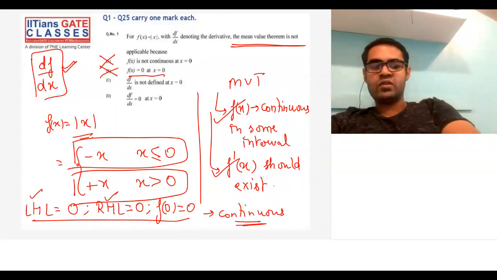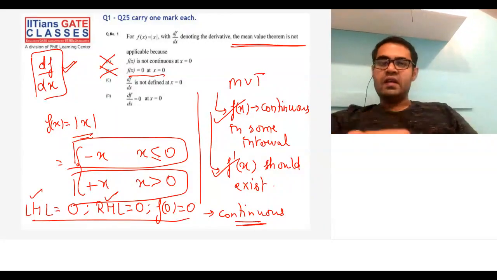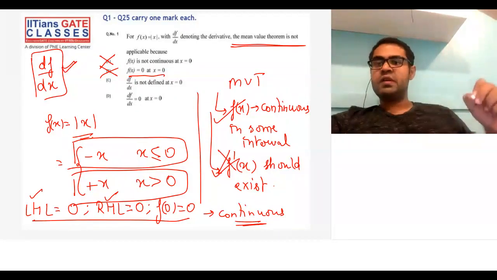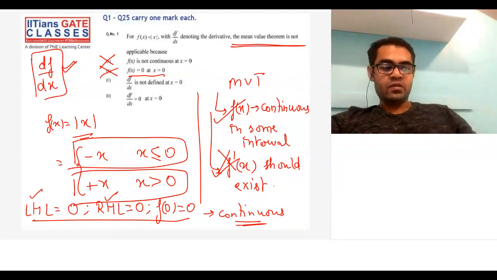Now the third option is saying df by dx is not defined at x equal to 0. It simply means the derivative is not defined. That means the LHD and RHD for that particular function at x equal to 0 are not equal. This is the reason why our second assumption becomes false, and since the second assumption is false, the mean value theorem will not be applicable. So hence C is the correct option over here.